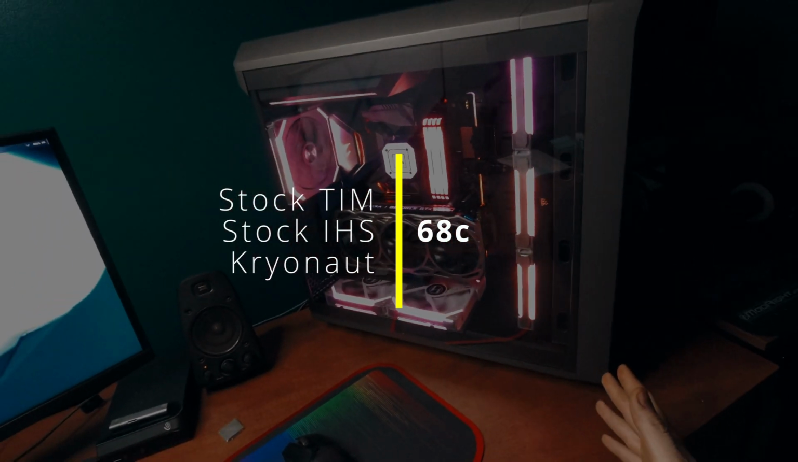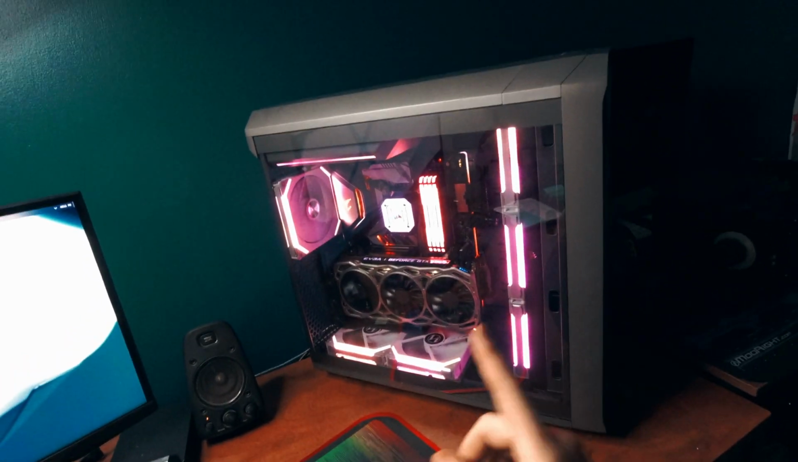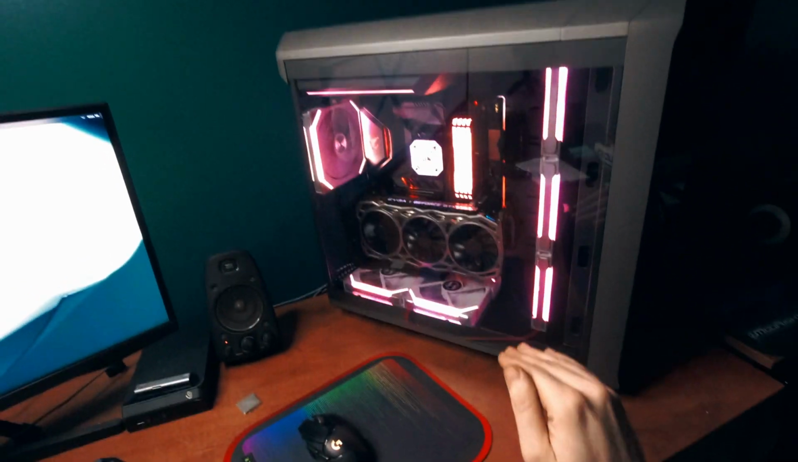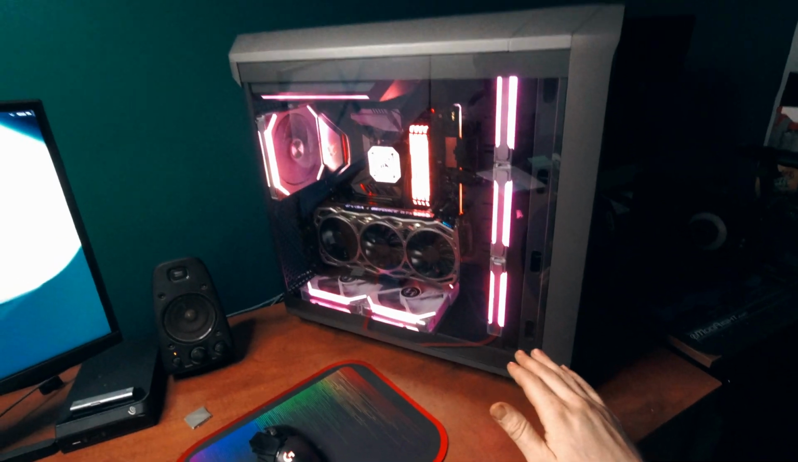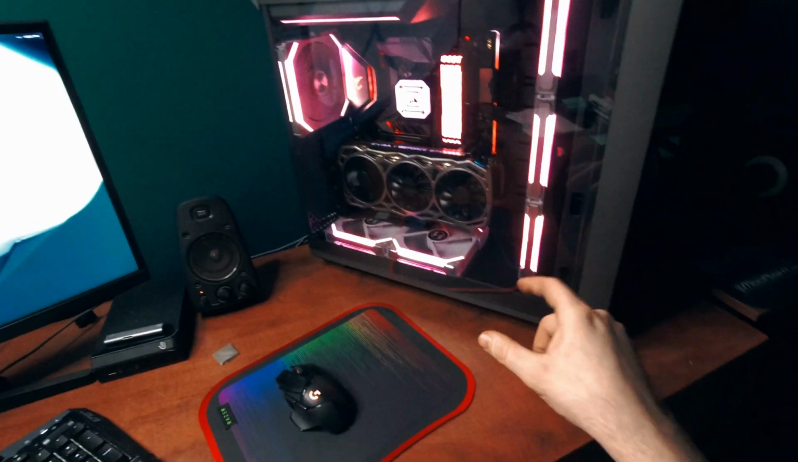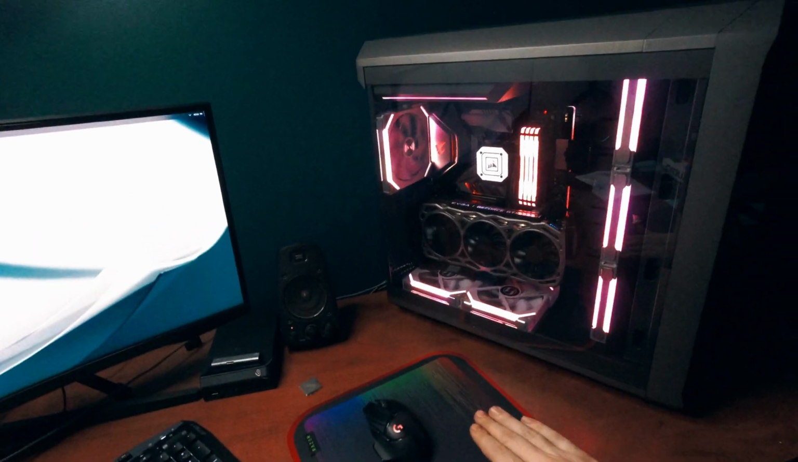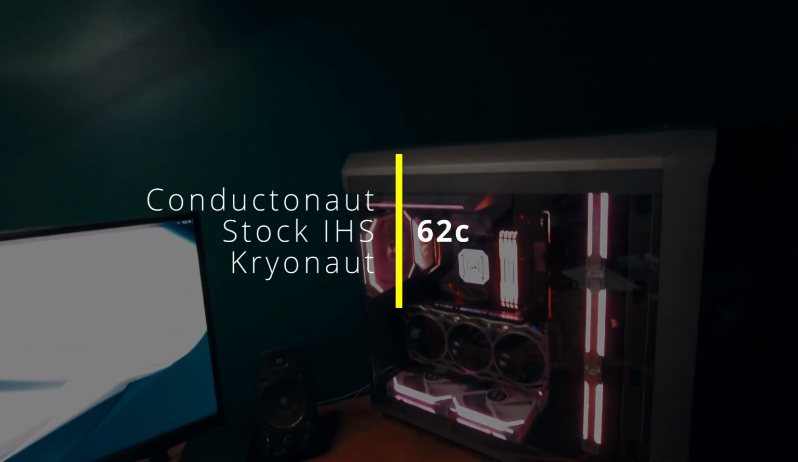The next test that I did was delidding the i9 and using Thermal Grizzly Conductonaut in replacement to the solder compound with the stock integrated heat spreader. So that's delid, remove the solder, add liquid metal, put the stock integrated heat spreader back on, applying Kryonaut and the cooler on top. And with all the same variables checked, I sustained 62 degrees Celsius.